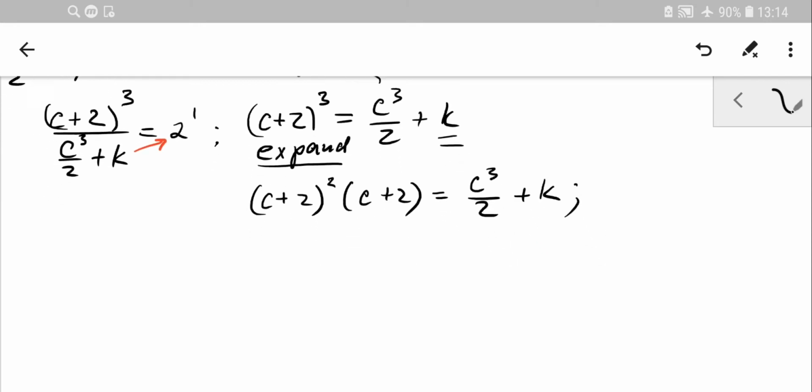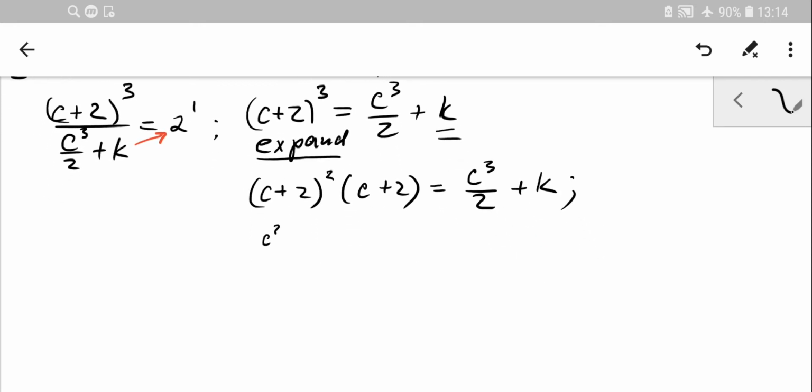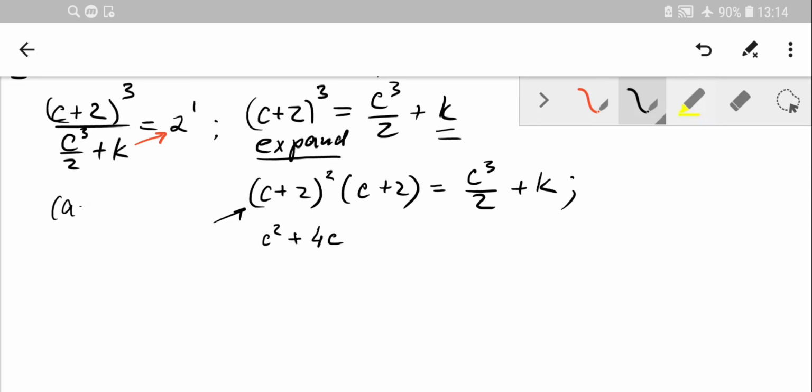Okay, so let's try to simplify that. We'll get c squared plus 2 times 2, we'll get 4c. We use the formula for expansion, right? Just remember, a plus b squared is a squared plus 2ab plus b squared.